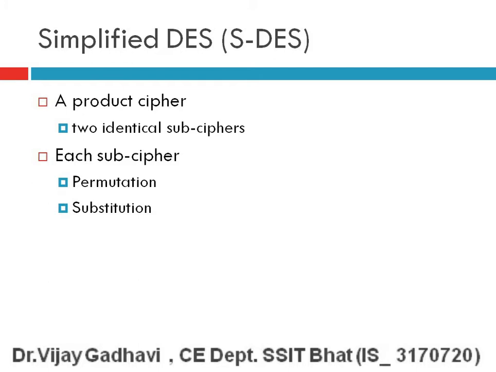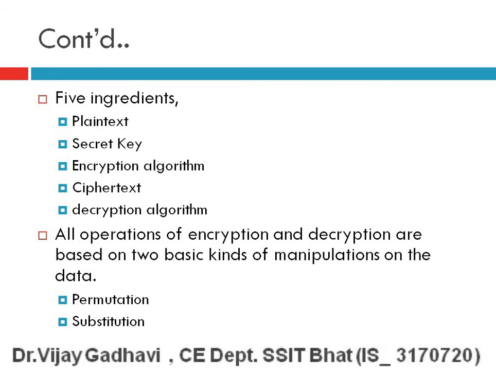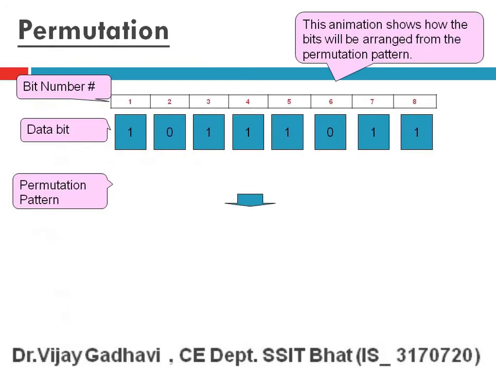Now we see the topic Simplified DES. S-DES is a product cipher with two identical subciphers. Each subcipher is a permutation and substitution. There are 5 components: plain text, secret key, encryption algorithm, ciphertext, and decryption algorithm. All operations of encryption and decryption are based on two basic kinds of manipulations on the data: permutations and substitutions.